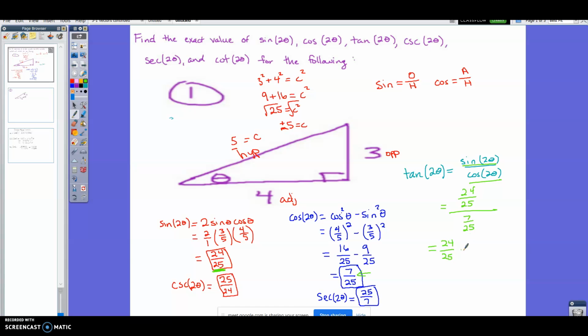Keep, change division to multiplication, and flip our bottom fraction. So we want to simplify the fraction if we can. We have 25 in the denominator and the numerator, so they cancel each other out. So we get 24 over 7. Just like the other reciprocal trig functions, we know cotangent and tangent are reciprocals. So since we know the tangent, all we've got to do is take this and flip it.